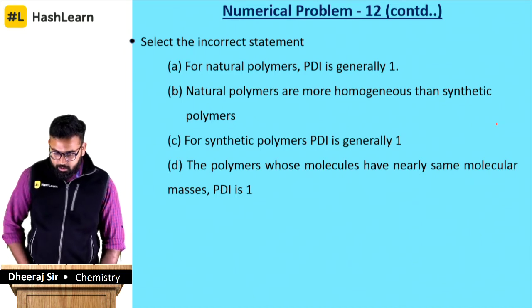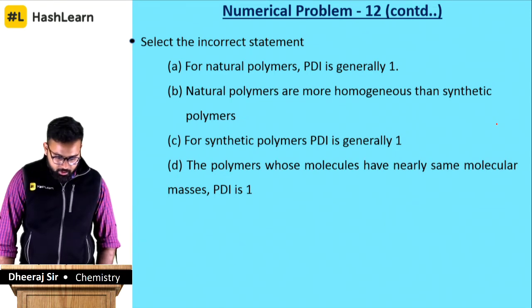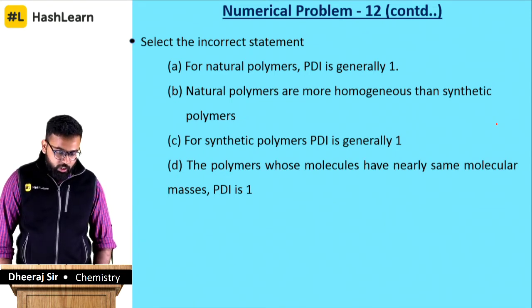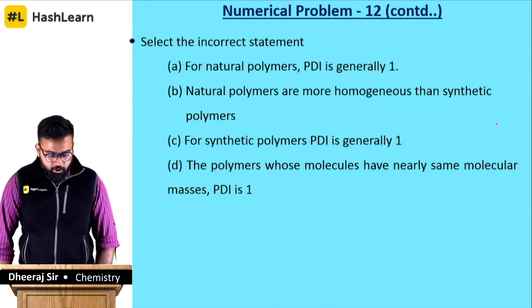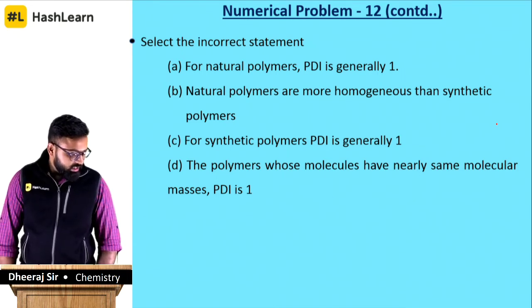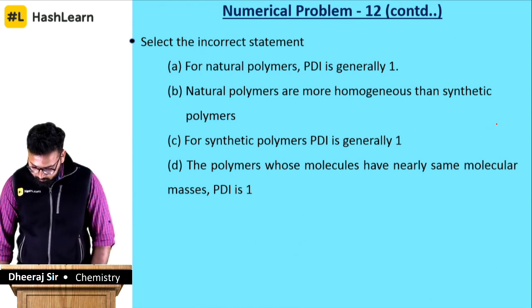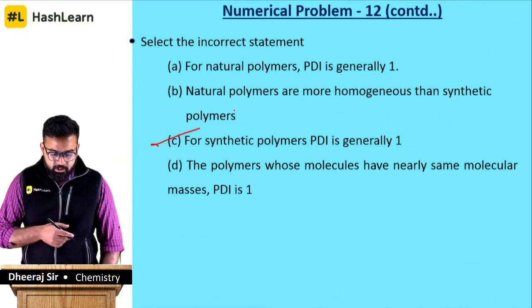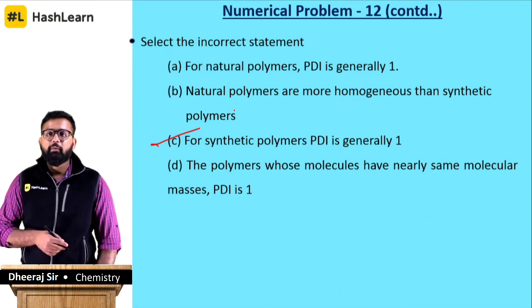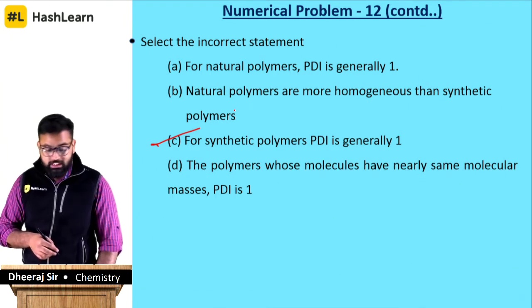Now quickly, try to give me the right answer, which is the incorrect answer for the following question. For natural polymers, PDI is generally 1, or it is not homogeneous. PDI is 1 for synthetic polymers, and polymers whose molecules of nearly same molecular masses have PDI equal to 1. So Sajid says C, Yogesh says C, and Sakshi Pandey also says it is C, which is the incorrect statement. Yes guys, you guys are right. The incorrect statement is PDI for synthetic polymers is generally 1. PDI for synthetic polymers is more than 1 or sometimes less than 1.